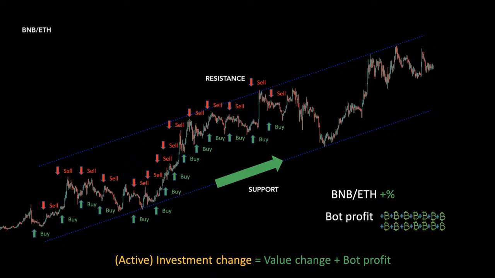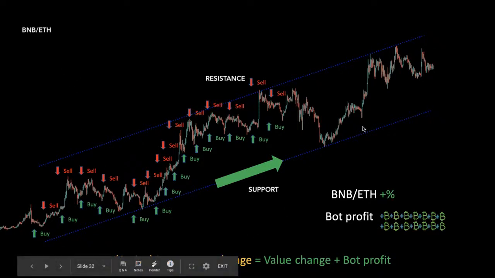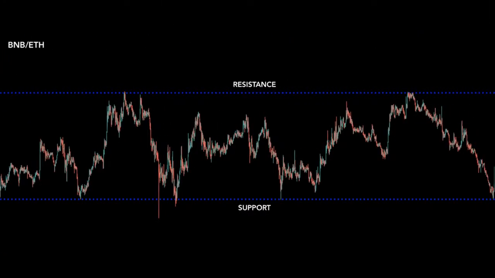So that's the active investment change, where you are affected by the value change appreciation in this case, and the additional value that the bot brings to you in Ethereum.